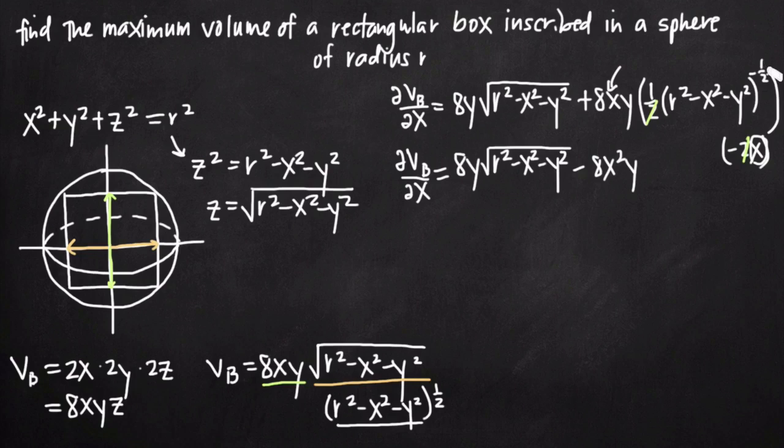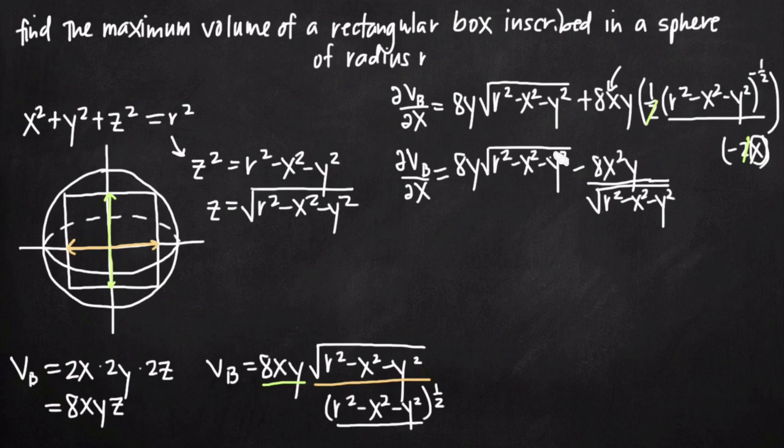And now all we have left is this r squared minus x squared minus y squared to the negative 1/2. Well, remember that the negative 1/2 we can turn into a positive 1/2 by moving this whole value to the denominator. So we move it to the denominator, and we have this quantity raised to the positive 1/2, which is the same as the square root of r squared minus x squared minus y squared. So we just turn it back into a square root by moving it to the denominator.